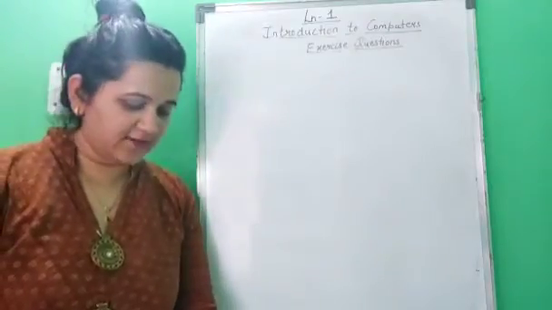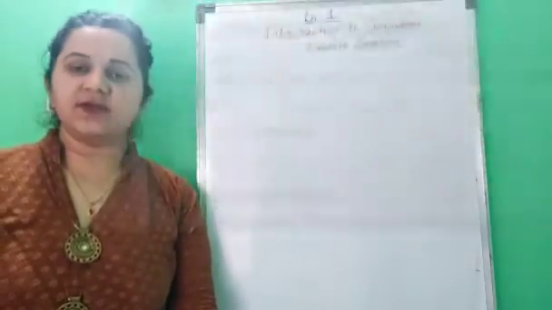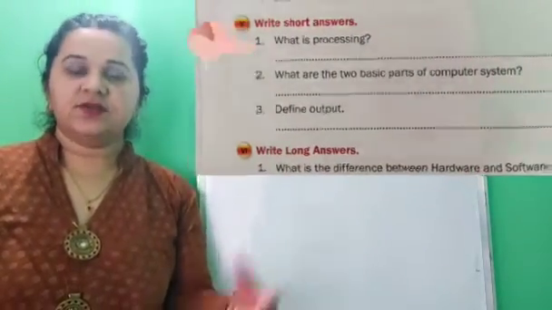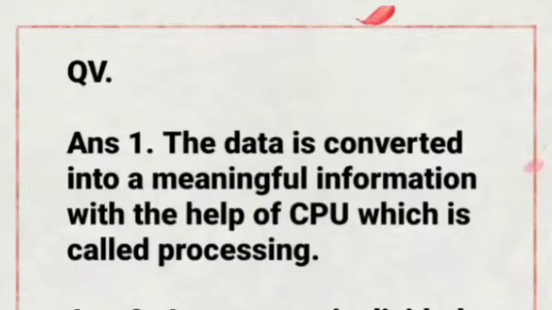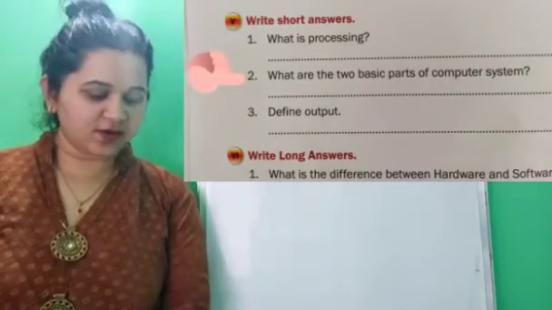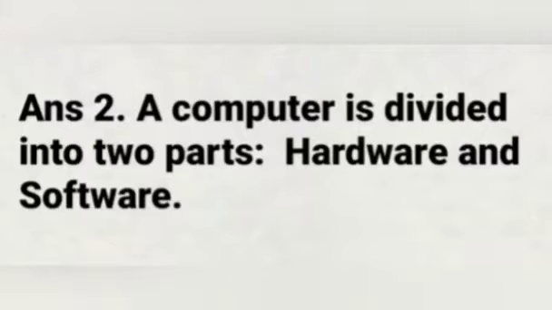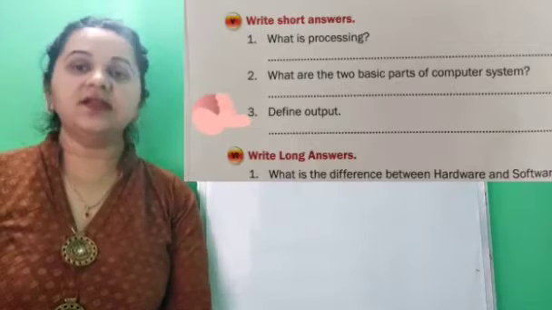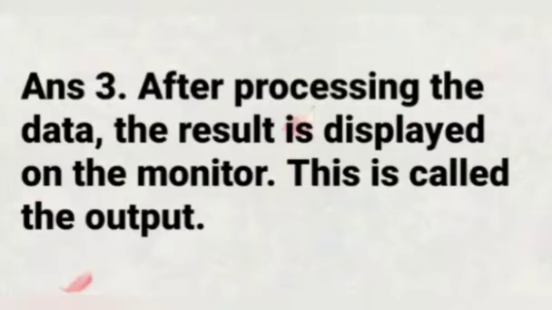So here comes question number 5. Write short answers. The first question is, what is processing? Look at the screen, children. The answer is, the data is converted into a meaningful information with the help of CPU, which is called processing. The next question is, what are the two basic parts of computer system? So the answer is, a computer is divided into two parts, hardware and software. Question number 3, define output. The answer is, after processing the data, the result is displayed on the monitor. This is called output.